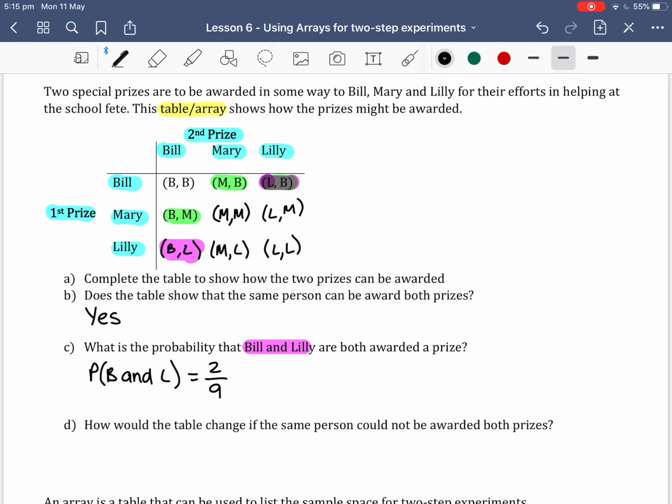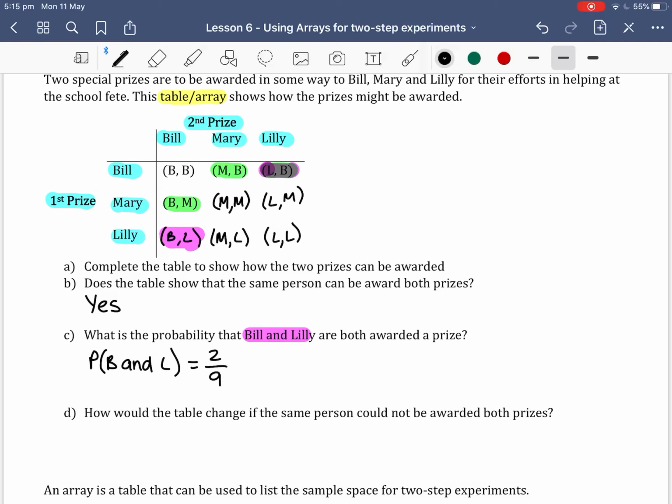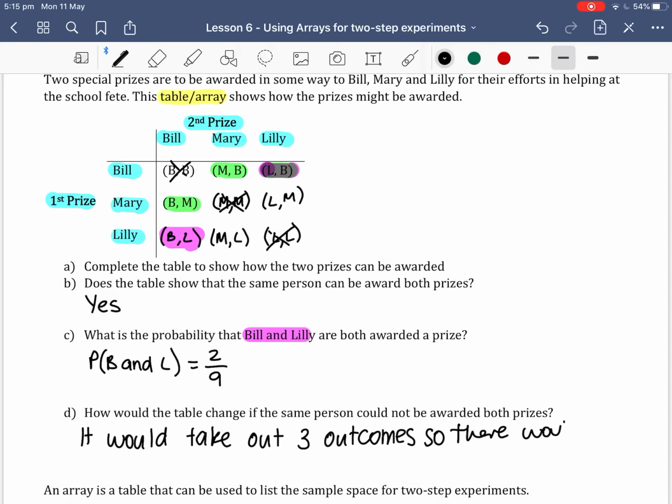So how would the table change if the same person could not be awarded both prizes? The table would change because these ones here would not be in there anymore. So there would only be 6 possible outcomes. It would take out 3 outcomes, so there would only be a total of 6.